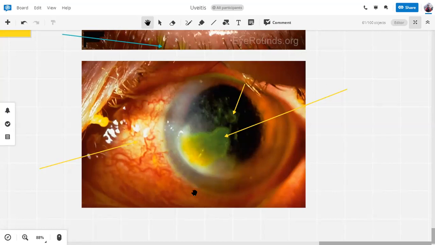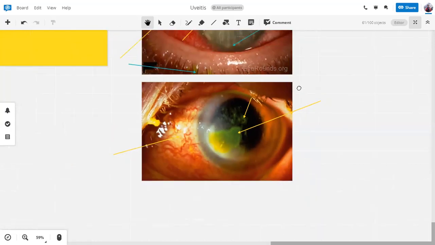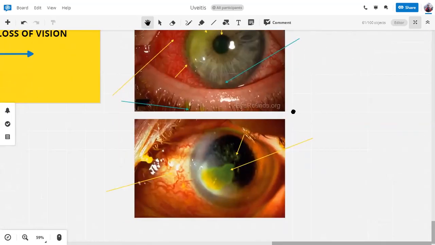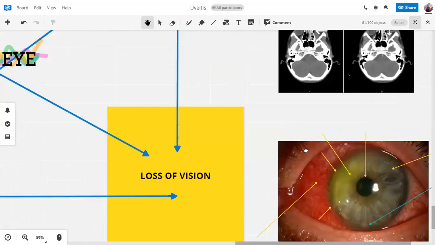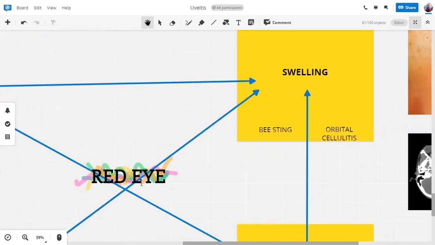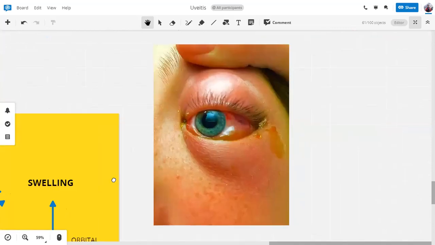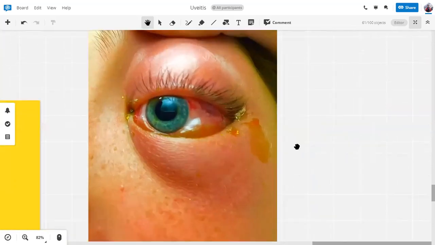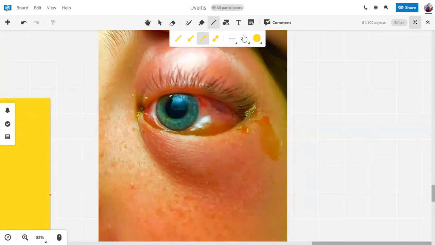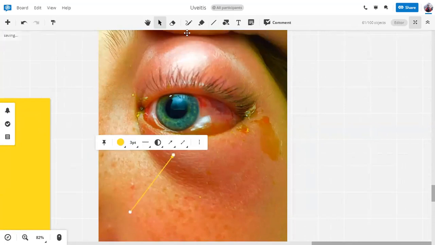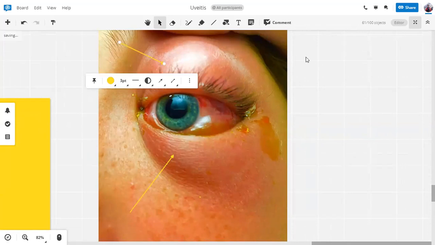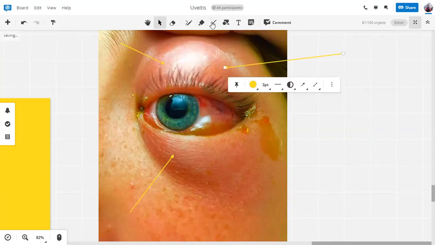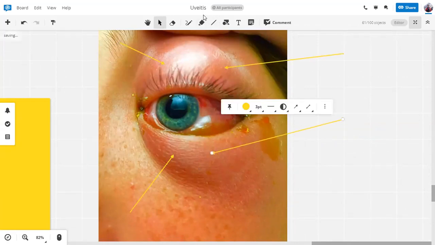ठीक है? Okay. तो ये आपने तस्वीरें याद रखनी है. This is just an overview. Similarly, we have a patient who has a red eye and he has swelling around the eye. This is on examination. What do you see? Periorbital edema or swelling. That is good. You can see how much periorbital edema or swelling there is. What else do you see?